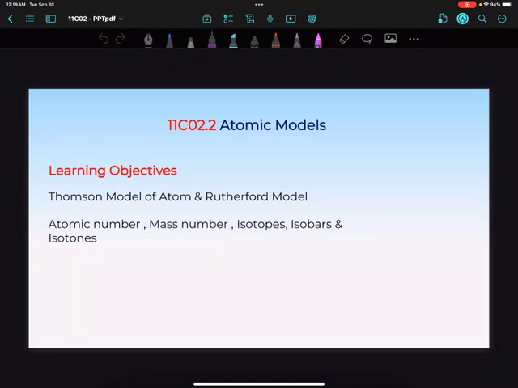This will be the second part of the second chapter of chemistry, that is, structure of atom.